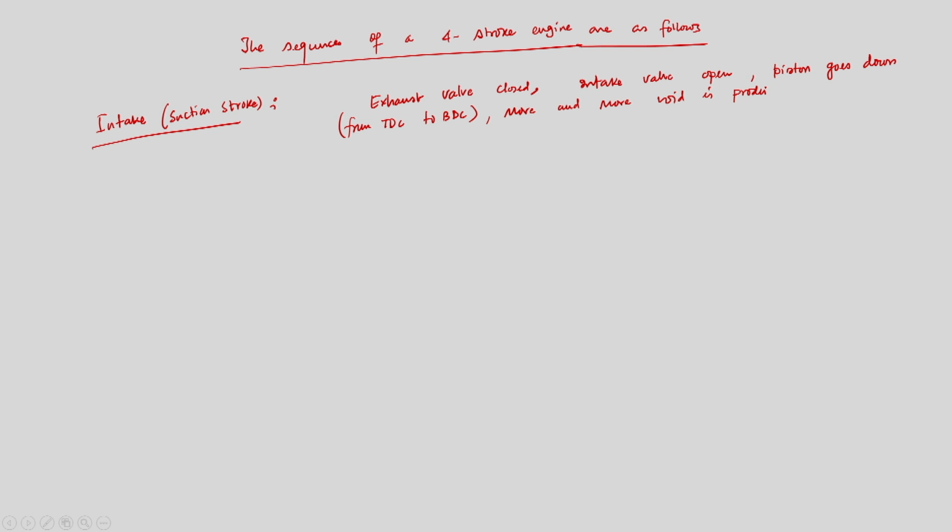I have discussed this, but I am now writing it only so that it will remain as a note. I have already discussed those. More and more void is produced inside the cylinder.